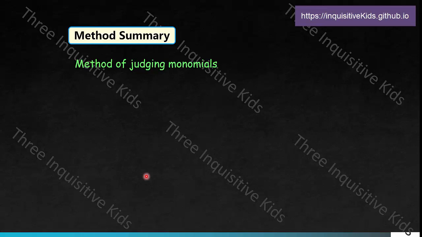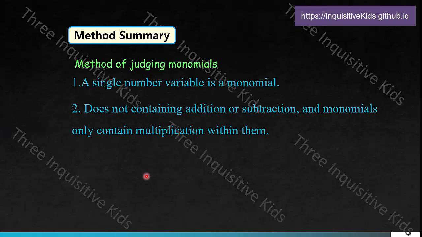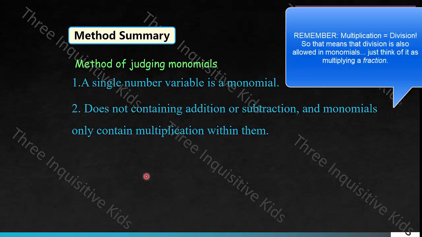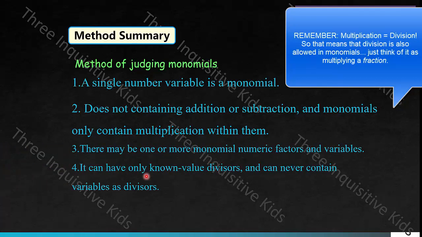So now here's the method summary. The method of judging whether it is a monomial or not a monomial. 1. A single number or variable is a monomial. This is a very important key point that you would probably want to pay lots of attention to. 2. It does not contain addition or subtraction, and monomials only contain multiplication within them. 3. There may be one or more numerical factors and variables.